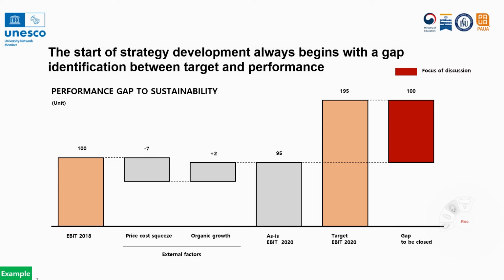So once the gap is identified, we have to think about a lot of different options and conduct extensive analysis to determine which option is better than the other, and then choose one of the best options. That's building the business strategy to achieve the target EBIT number in 2020 of 195 units.